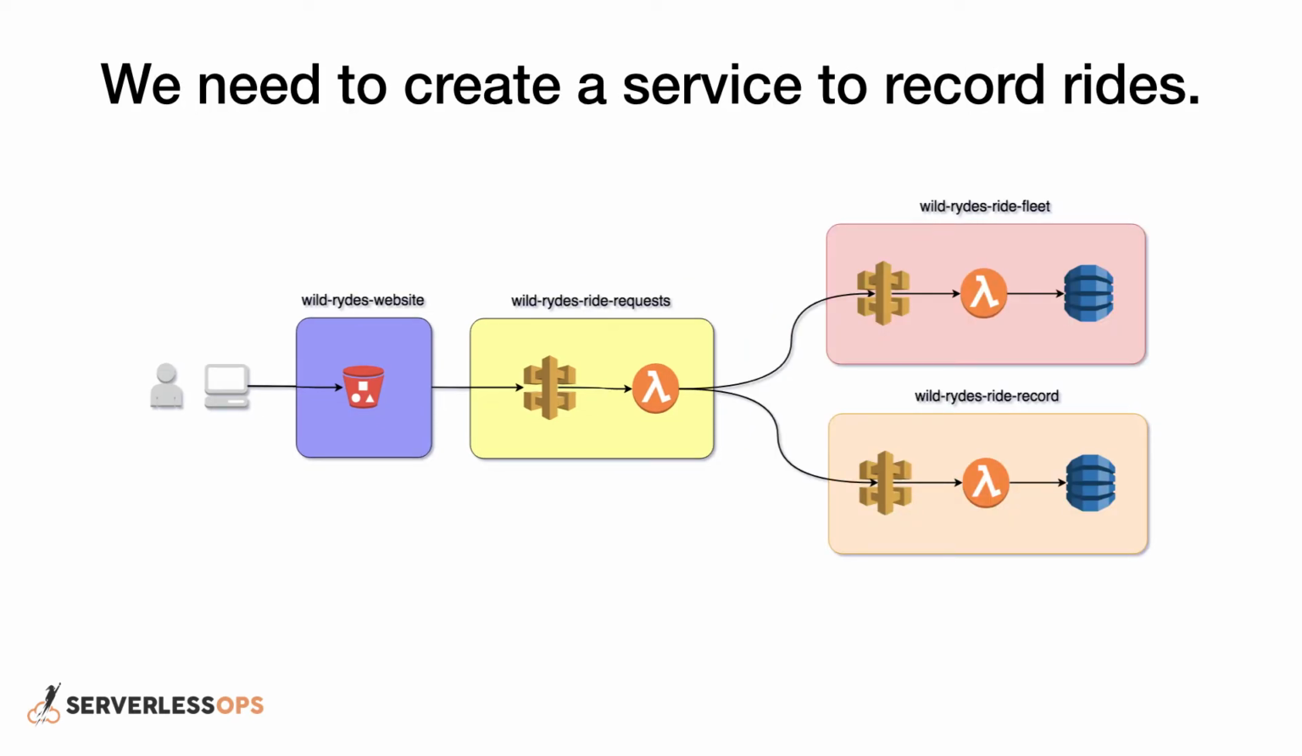We need to add a new service that records the rides we serve up. That service is called Wild Rides Ride Record. After the ride request Lambda function makes a request for a member of the fleet, but before it returns a response to API Gateway, it should send data about the ride to the ride record service.